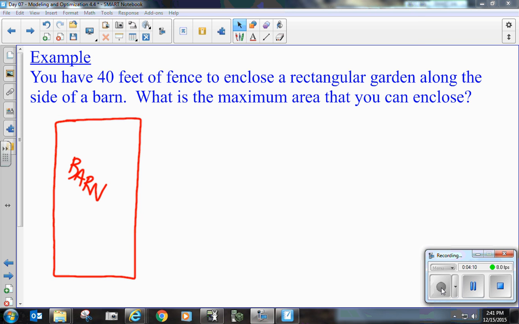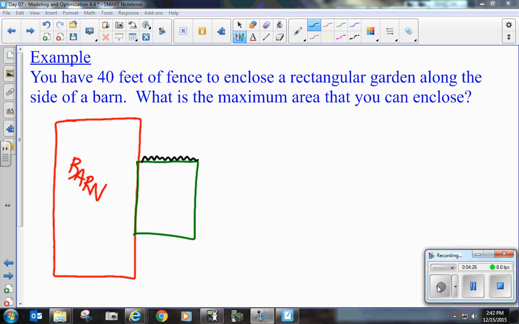All right, I have a garden, a rectangular garden. Here it is right here. So here's my garden. I don't need to put fence where the barn is. My fence is only going to go around the 3 sides because the barn encloses it. So if this is an x value, this is an x value, this is a y value. I have 40 feet of fence here. That means 2 of my x's plus my y is going to give me 40.